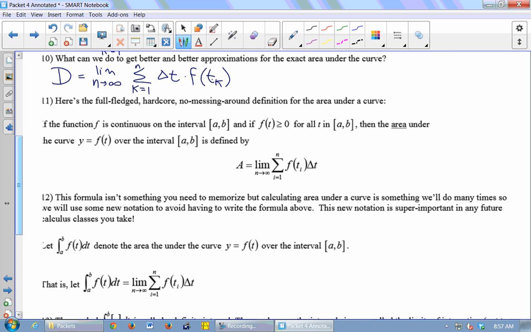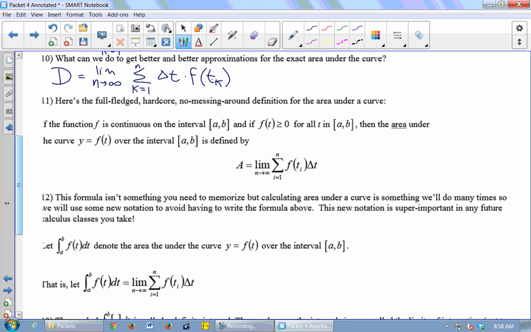And sorry, for the index, I used I when I wrote this. You could use K or J. Those are the most common letters used for indices. All right, so this formula is not something you need to memorize, but calculating area under a curve is something we're going to do many times. So we're going to use some new notation to avoid having to write this formula down all the time. Right? We're going to invent some new notation that just means this. Take rectangles, let the number of rectangles go to infinity.